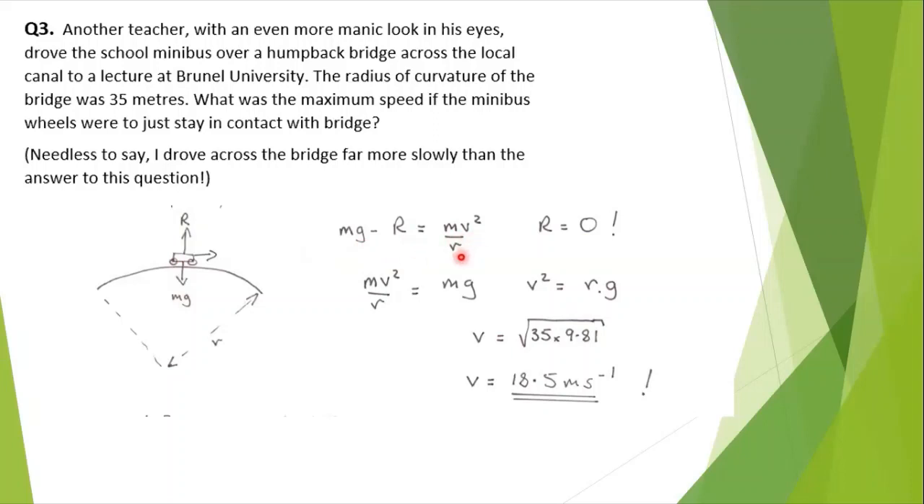But if this vehicle is just about to stay in contact with the road surface, the bridge surface, then we can assume R equals 0. In which case, R is 0, this step follows, m cancels, v squared equals rg, and v is the square root of the radius, 35 meters, times g. And that is a massive 18.5 meters per second.